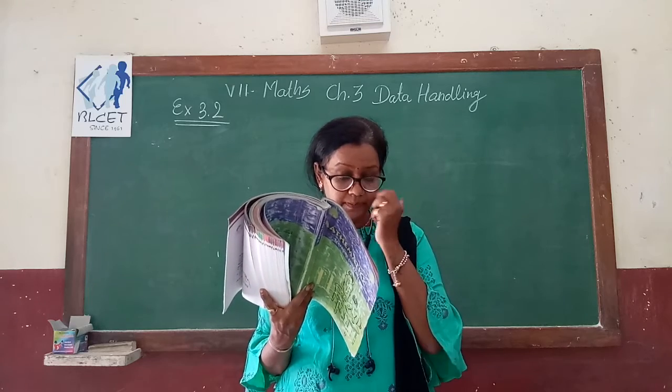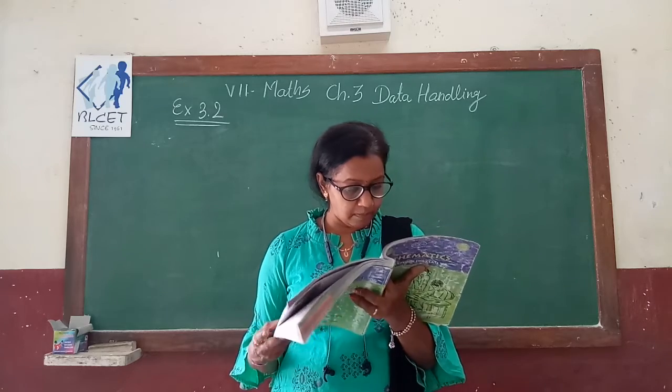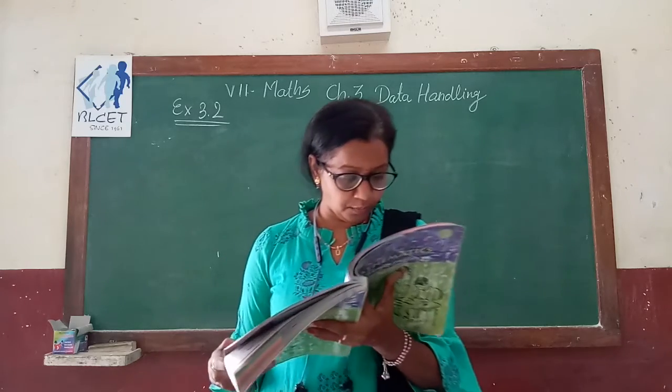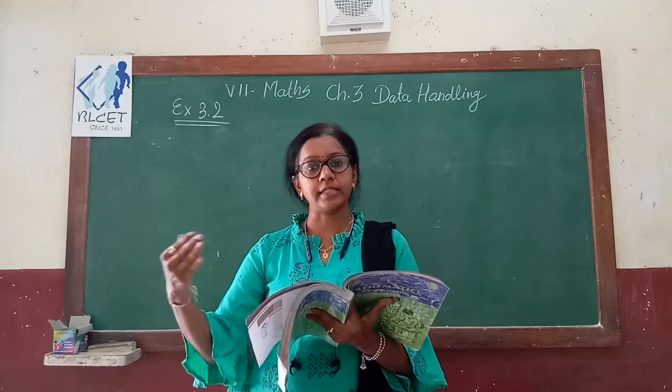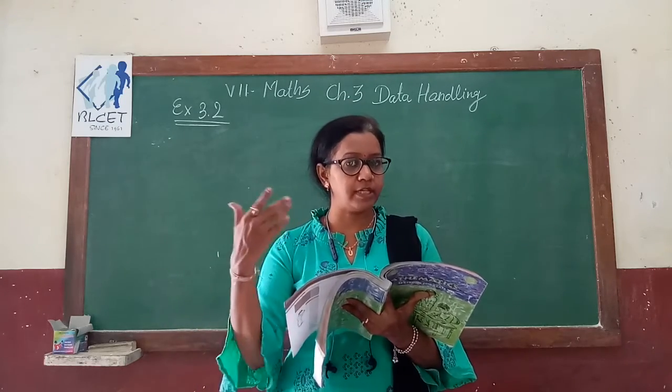Question number 5, true or false? First question: the mode is always one of the numbers in the data. Obviously true, because you are considering the central tendency as the maximum number of times the observation is repeated. So that is obviously there in the data.